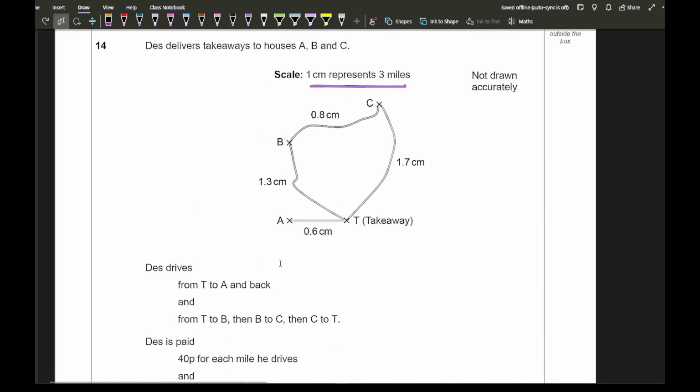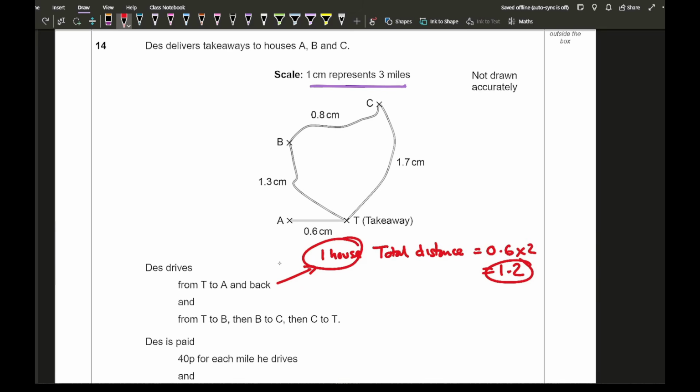So let's have a look at the information that's been given to us. So here, looking at this bit here, we're making one house. So we've got one house and the total distance is going to be going from T to A and back. So that's going to be 0.6 times 2, which is 1.2. I'm just going to put a little circle around that. Then moving on to the next bit of information that we've got here. So as you can see, we're making 3 house stops. So we've got 3 houses. No, sorry, 2 houses we've got, I should say.